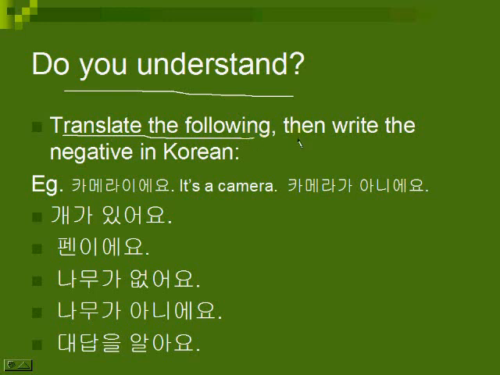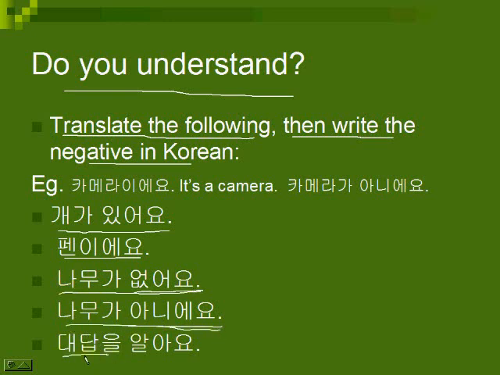What I want you to do is try and translate the following, then write the negative in Korean, because all the negatives are backwards. And remember, the negative of a negative is a positive. Two minuses, well, okay, that won't work. But, so if one of these is already negative, 없다, 아니다, what I want you to do is turn them to the opposite, which is their positive. Okay? So the examples are, and the answers are going to be on the right hand side. 개가 있어요. 펜이에요. So dog, pen. 나무가 없어요. 나무 is a tree. 나무가 없어요. 나무가 아니에요.